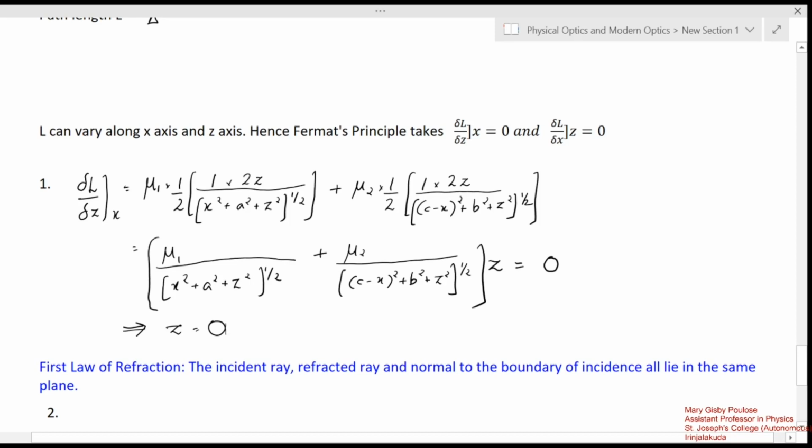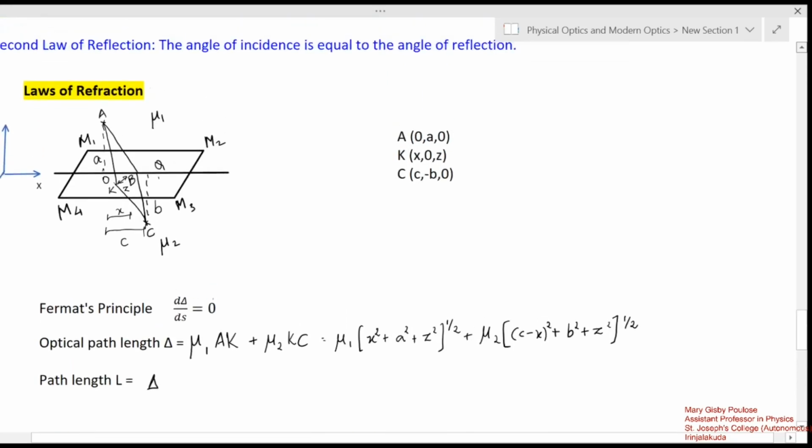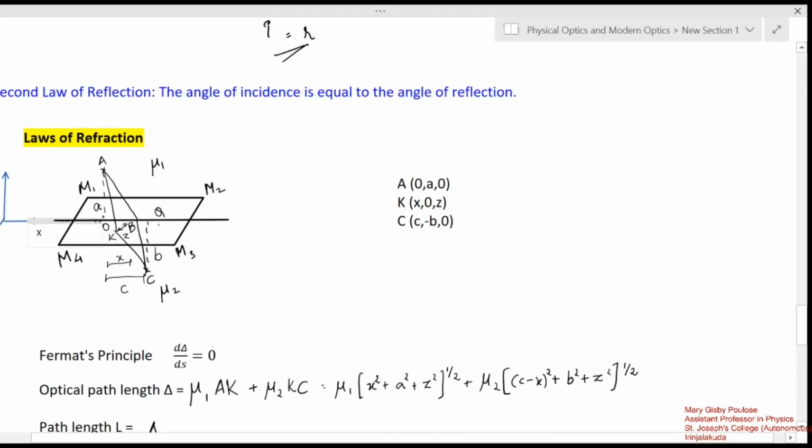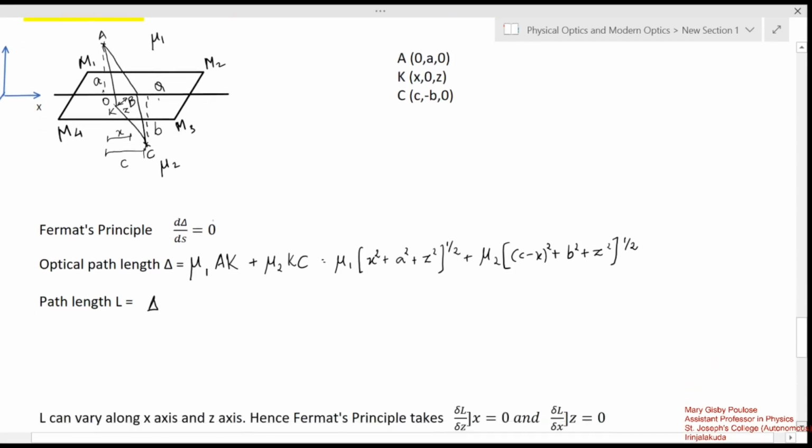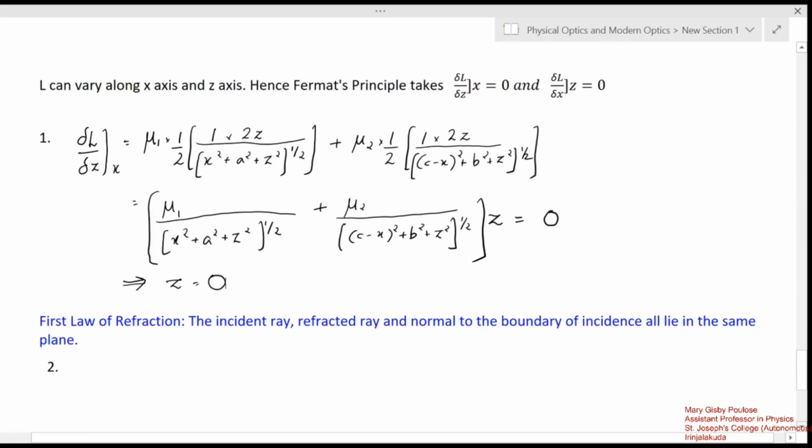It implies that light can vary along x, but along the z-axis it should be 0. That is, it can only vary along this line, right? It can vary only along this line. And that shows that the incident ray, the refracted ray, and the normal to the refracting surface all lie on the same plane. And that is the first law of refraction. The incident ray, refracted ray, and normal to the boundary of incidence all lie in the same plane.